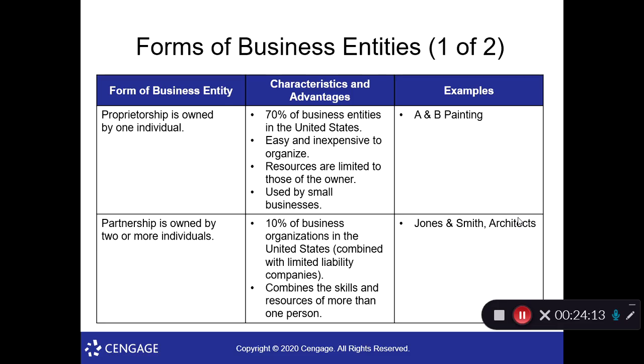The matrix here kind of breaks out some advantages and characteristics, but I'll just provide a few of my own as well. So proprietorships are very easy to set up. They're not expensive to create. It's not a lot of paperwork. But the downfall is that the proprietorship has almost unlimited liability to you as the proprietor. So if the business goes under and you owe lots of debts, those can come back on you personally.